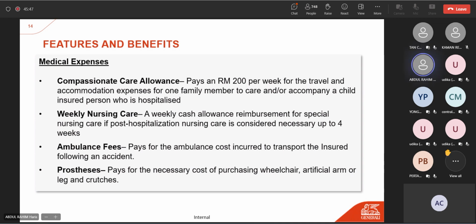Ambulance fees. You are charged for ambulance fees if you are transported by ambulance following an accident. This one covers up to the limit in the schedule. Prosthesis pays for the cost of purchasing a wheelchair, artificial arm or legs, or crutches.